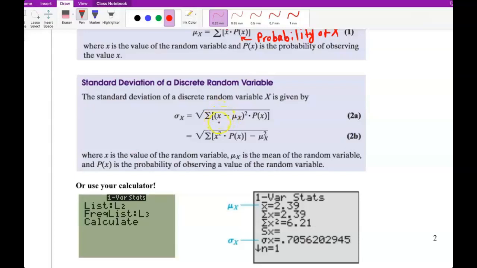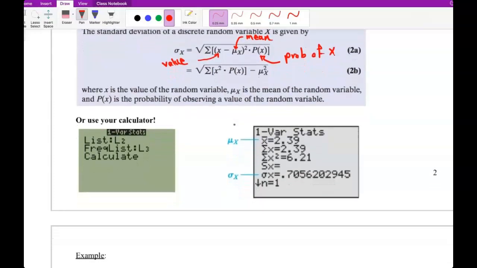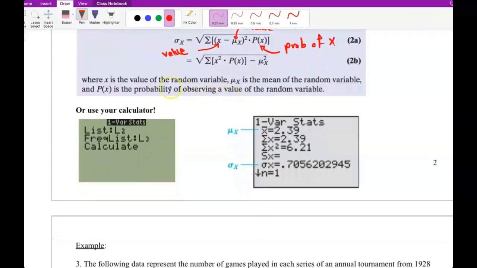So same thing for this part. This is the value, and here is mean, and here is probability of x. Here I'm going to use the first one to find the standard deviation, or we can use the calculator.